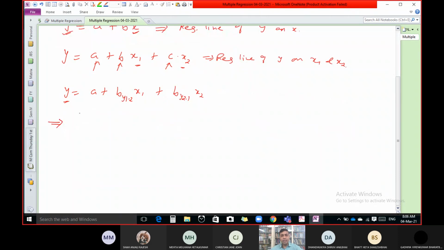So instead of writing like this, it's better to write the regression line of x1 on x2 and x3, where x1 is the dependent variable and x2 and x3 are independent. Now what are x1, x2 and x3? Let us take x1 as the yield of crop. What is x2? Availability of water supply. And what is x3? Fertility of the land.